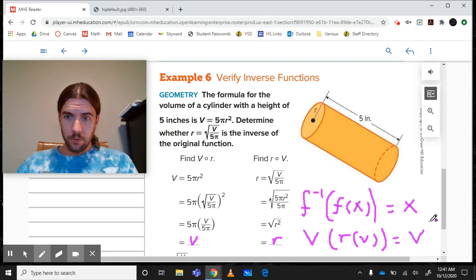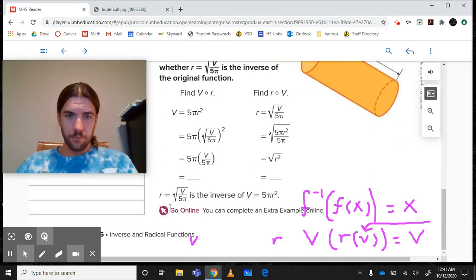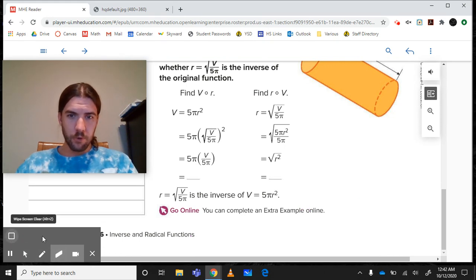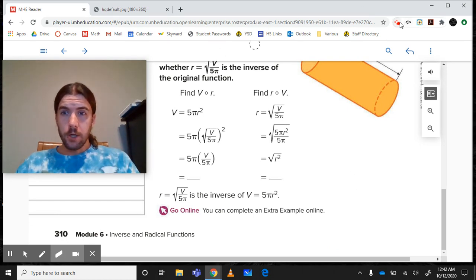If the variable we were using was v on the inside, then the inverse function applied to our other function should just give us an output of the variable by itself. So we just get v. When we do it the opposite way, we get the other variable that we're working with. We get r. So those look good. Those look like they are inverses of each other. Yes, r equals square root of v over 5 pi is indeed the inverse of v equals 5 pi r squared.